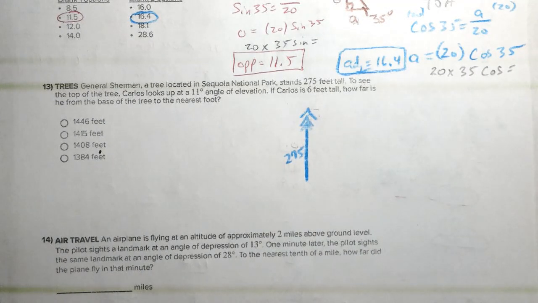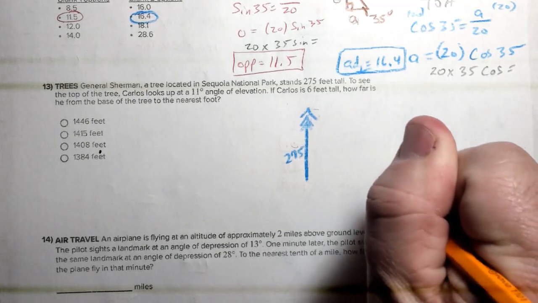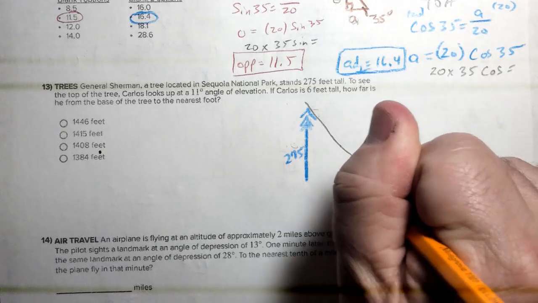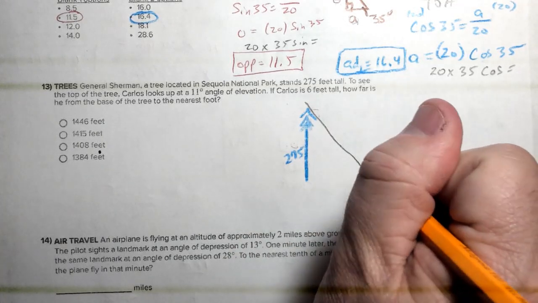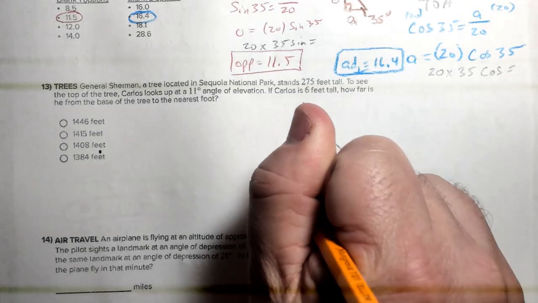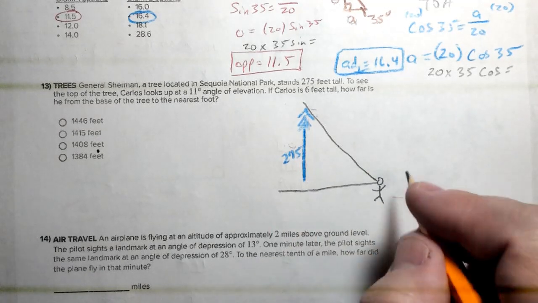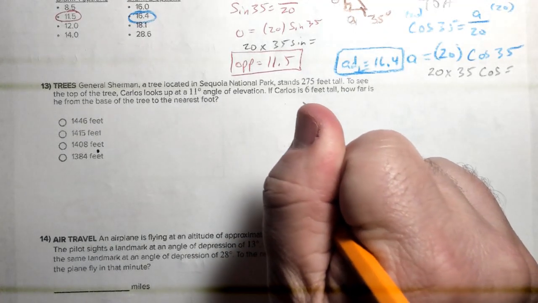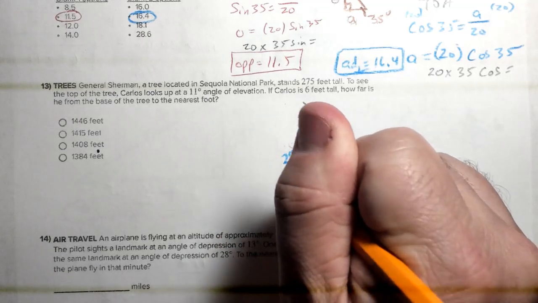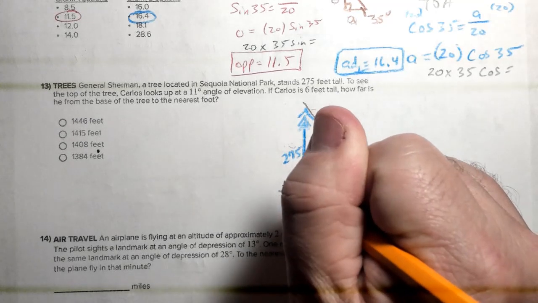To see the top of the tree, Carlos looks up at an angle of elevation of 11 degrees. So here's Carlos. He's looking up at the tree, and this is not quite going to be right, but from his eye, it's going to be the tree. His eye level is lower here, so he's 6 feet tall. So we're actually going to subtract six from the tree.